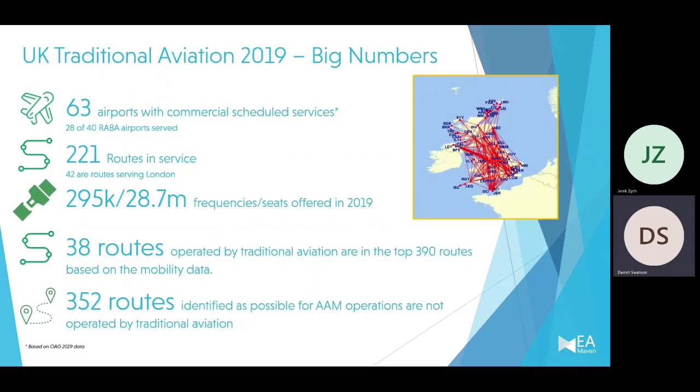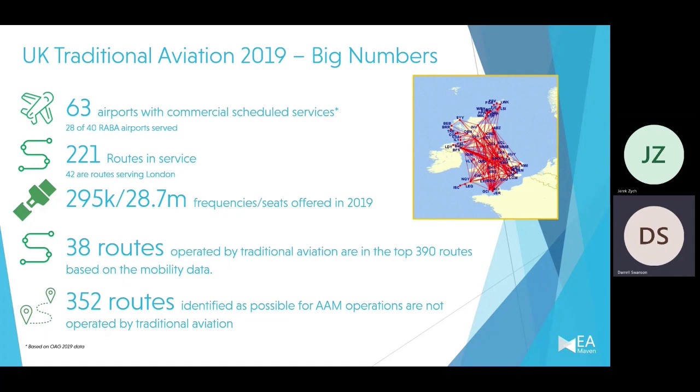So we thought it would be important to try and compare this to traditional aviation from 2019, so the big numbers. So there were 63 airports with commercial services, and that's 28 out of the 40 RABA airports. So in total, in 2019, there were 221 routes, with 42 of them serving London.